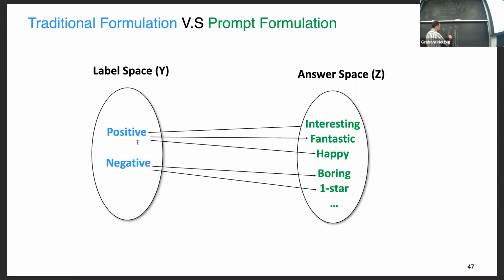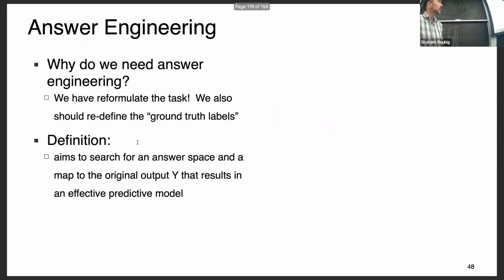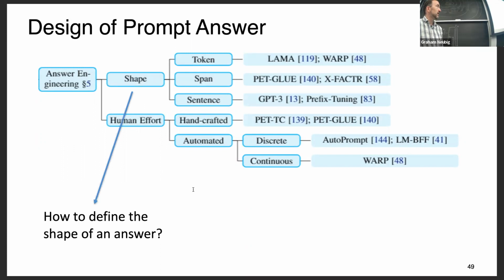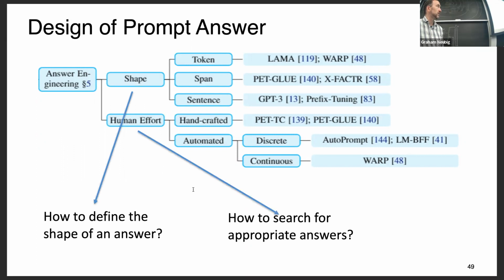Like you could say, this answer is indicative of positive, but it could also map to negative in some of the cases. So you could expand this to be more flexible if you wanted to. Then another question is, how do you search for an appropriate answer space and map it to the original output to result in an effective predictive model? There are a number of different ways to do this. Again, we need to define the shape of the answer, and we need to decide how to search for appropriate answers.